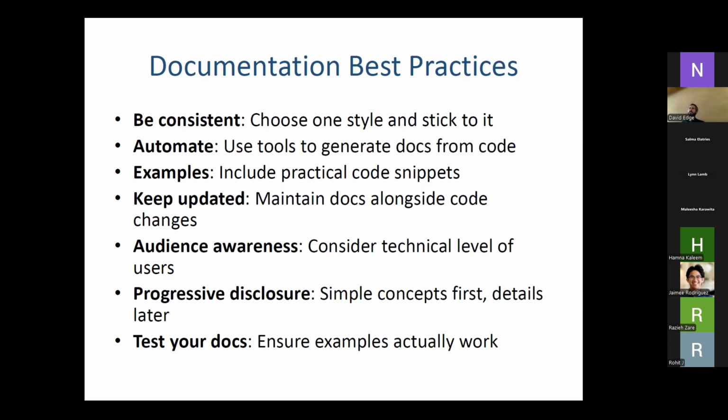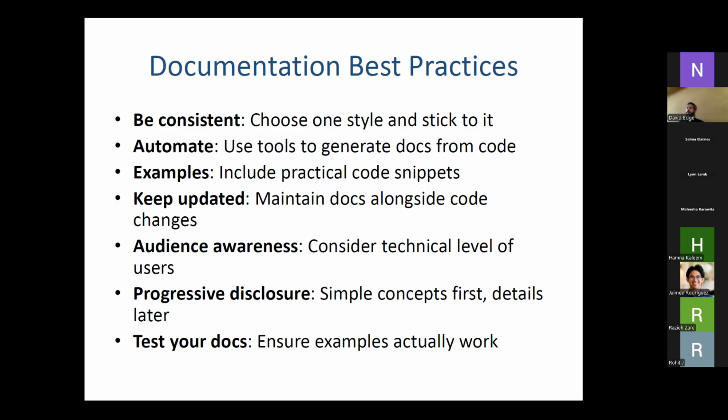Documentation best practices. Be consistent. Choose one style and stick to it. So your documentation should follow a similar format throughout. Automate. Use tools to generate docs from code. So I just mentioned pkgdown and roxygen2 for R. There are similar tools that I mentioned already for Python as well. Examples include practical code snippets. So these are very short, to the point examples that show the functionality of individual functions.